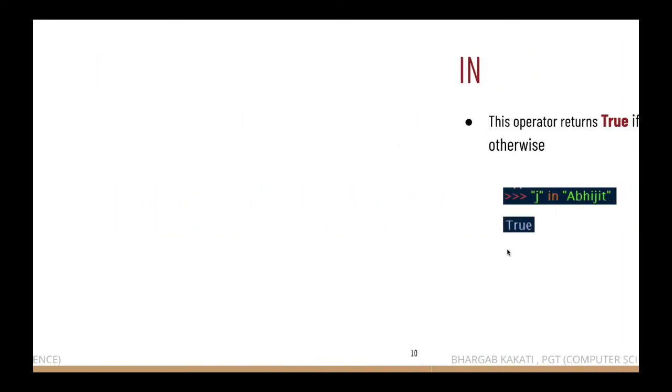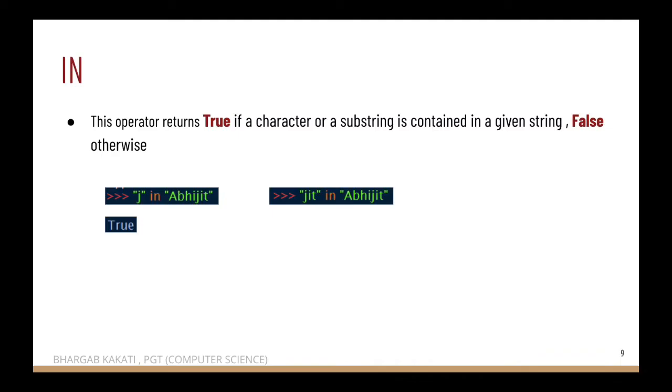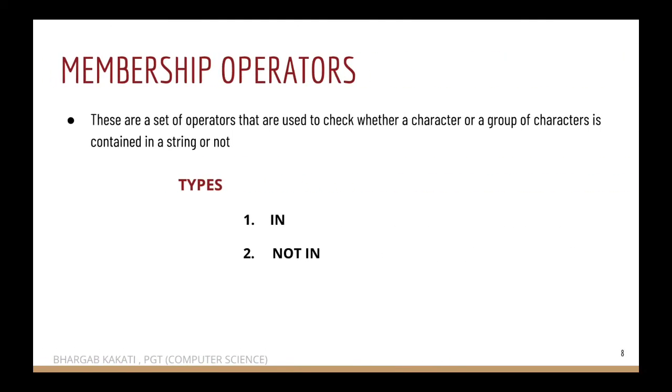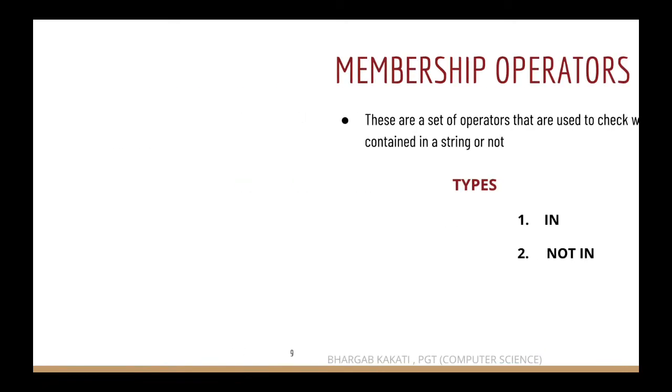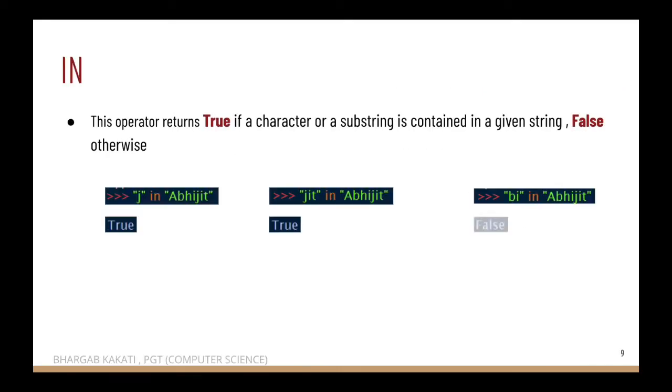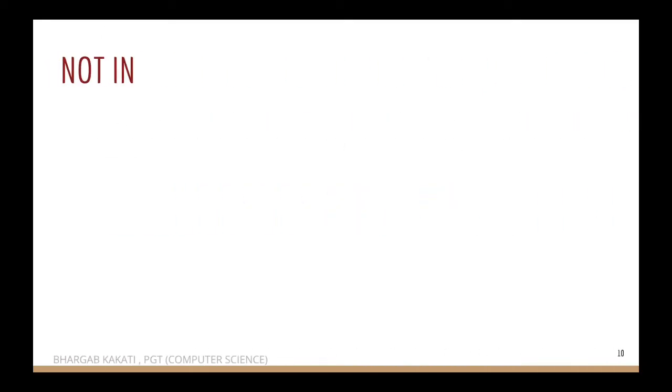I think now you have got an idea about membership operators. Now if I take you back to membership operators, I think you will understand it. These are a set of operators that are used to check whether a character or a group of characters is contained in a string or not. They basically check whether a substring is contained in a string or not. So we have already seen the in membership operator. Let us go to the next membership operator, that is not in.